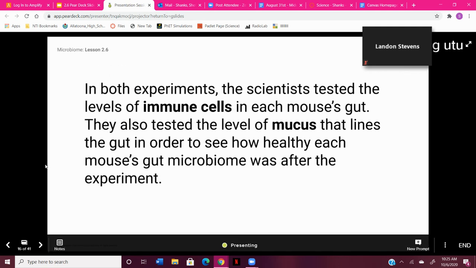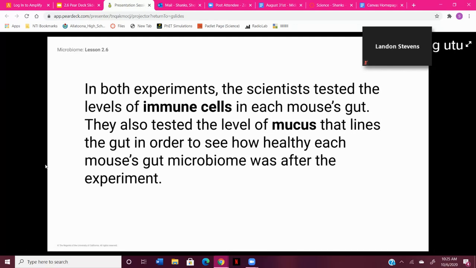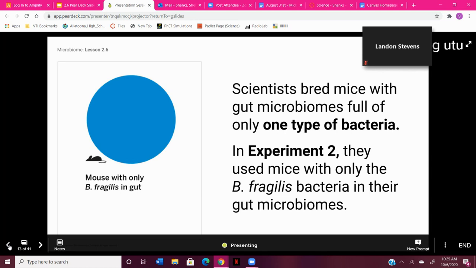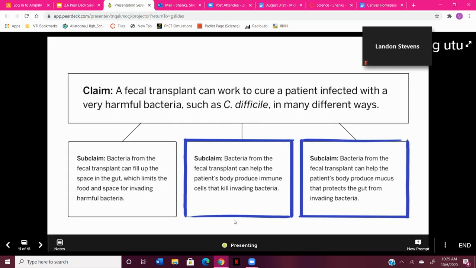Okay, so in both experiments, the scientists tested the levels of immune cells in each mouse's gut. They also tested the level of mucus that lines the gut in order to see how healthy each mouse's gut microbiome was after the experiment. Right? These are highlighted. So it says immune cells, they tested immune cells. They also tested mucus.